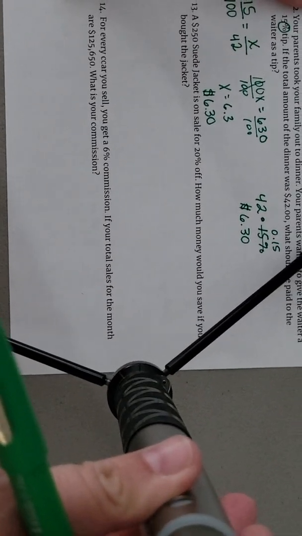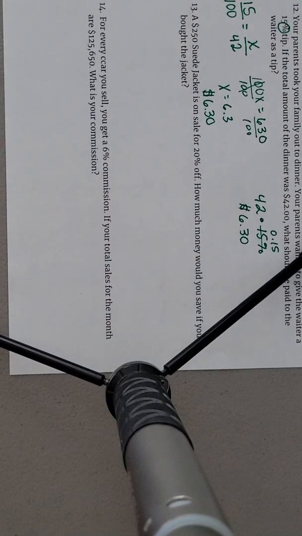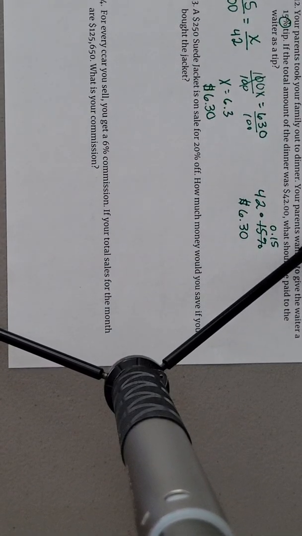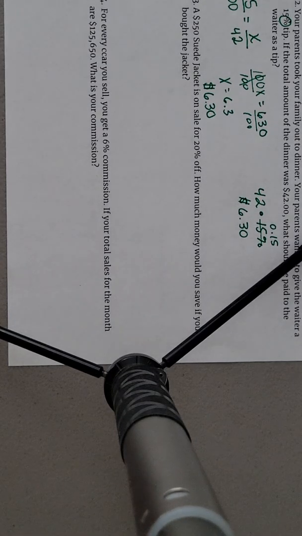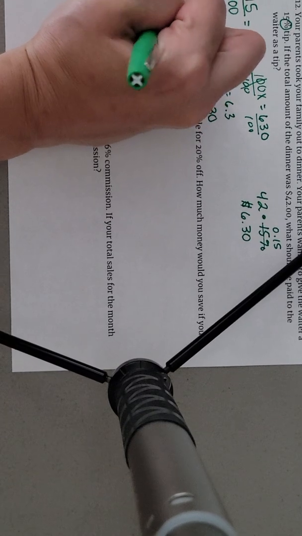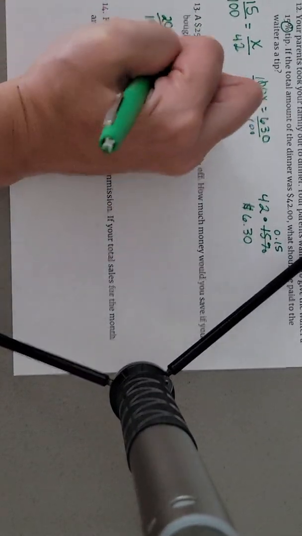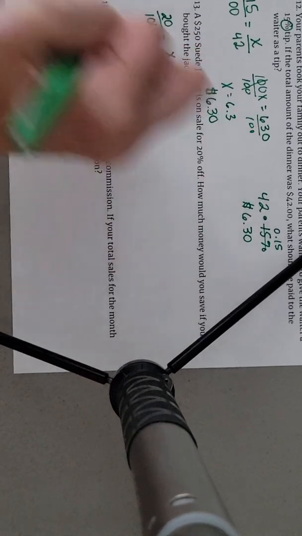All right, so the next one is talking about discount. Okay, so we got a suede jacket. It's on sale, it's 20% off. It was $250, so how much are we going to save? Once again, percent always goes over 100. So we're trying to figure out how much is 20% of the whole $250.